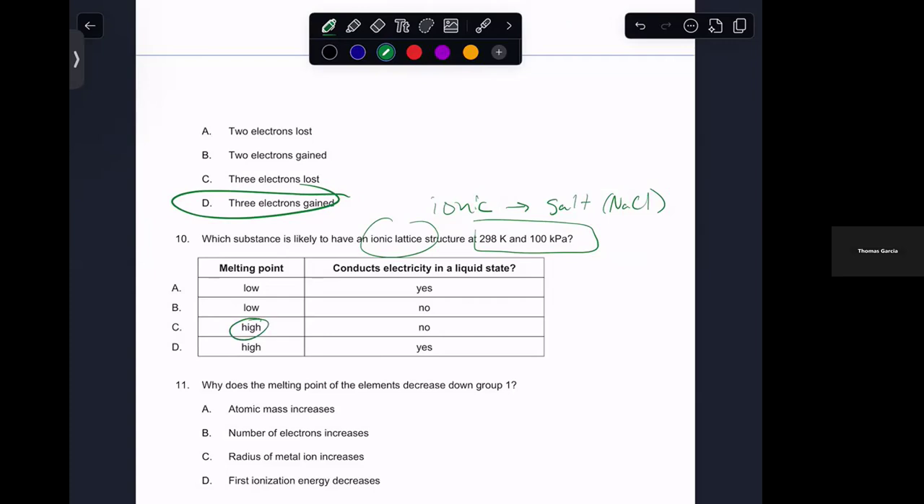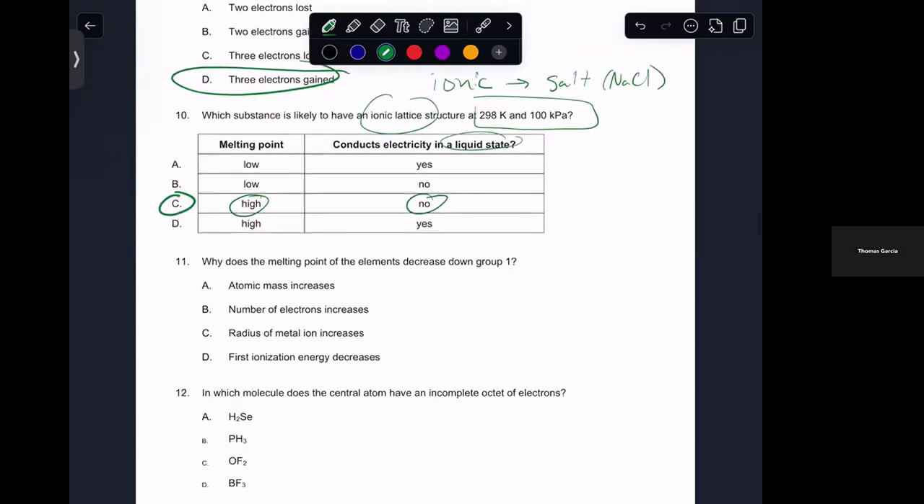It doesn't melt readily. And when you melt it, it's not conductive. So when it's in its liquid state, it's still not going to conduct electricity. It doesn't have free electrons, unlike metals. So it's going to be no. So C. Why does the melting point of the elements decrease down group 1?